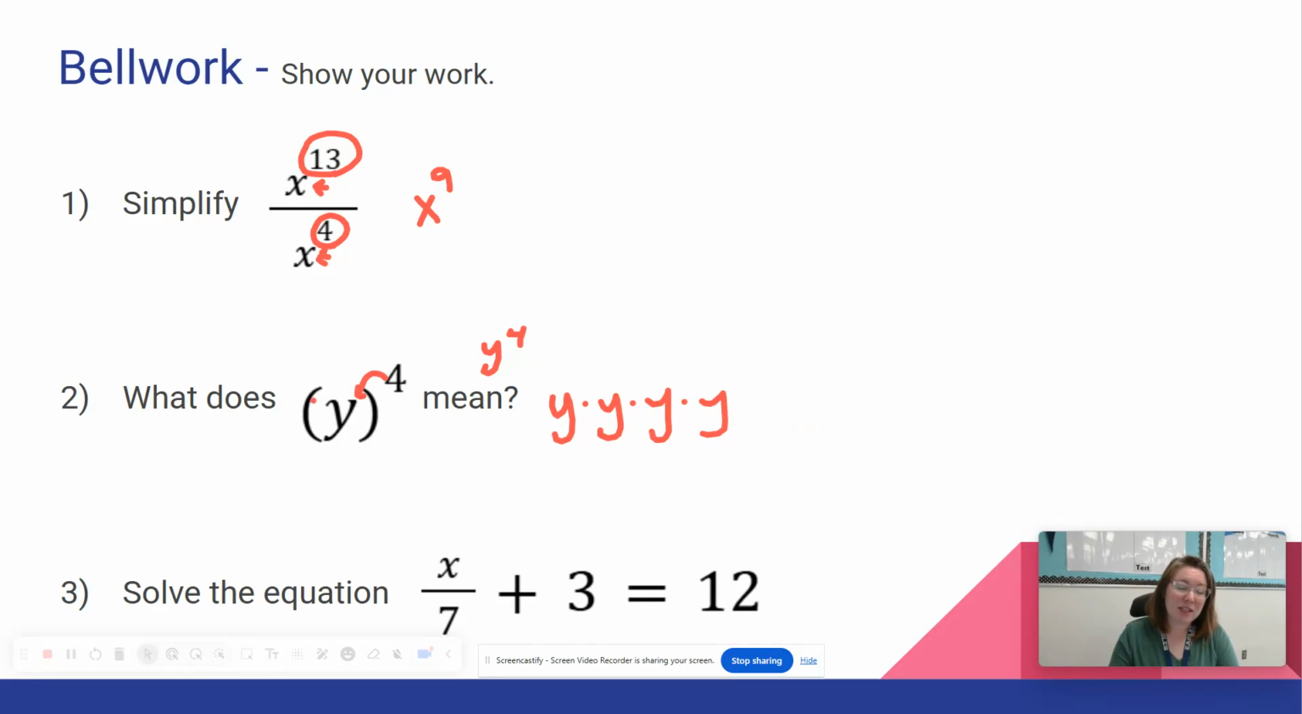If there was something else in here, like a 2, we would also put the 4 on the 2. So it'd be like 2 to the 4, y to the 4. Fun fact. Okay, solve the equation.